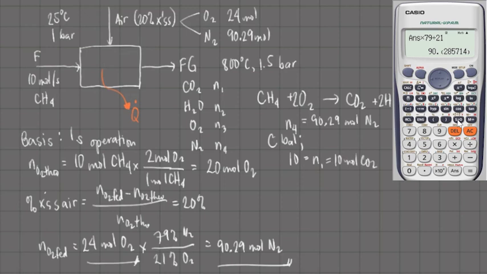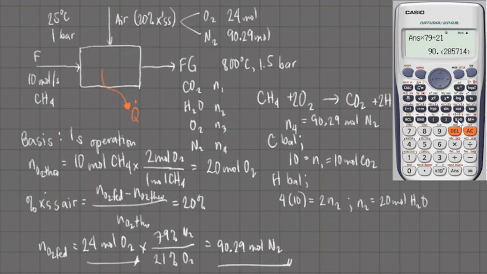Next, we perform the hydrogen balance. In the reactants, there are 4 moles of hydrogen coming from methane. So that is 4 times 10. And in the product, only water contains hydrogen. So that is 2 times N2, representing the 2 moles of hydrogen in water. Solving, N2 is equal to 20 moles H2O.